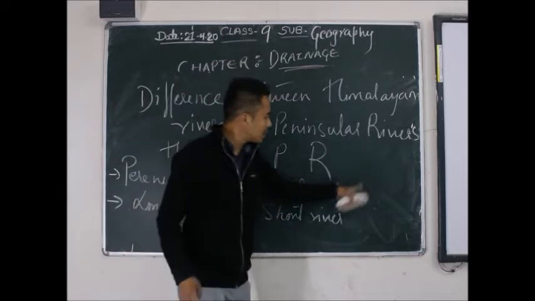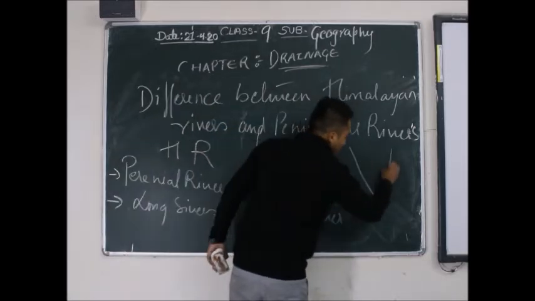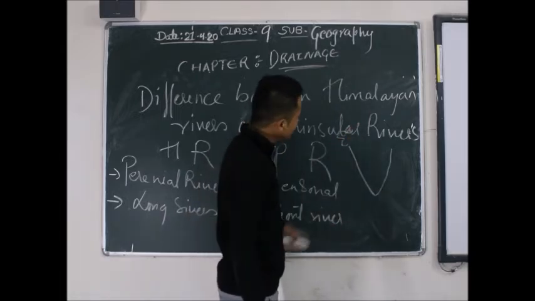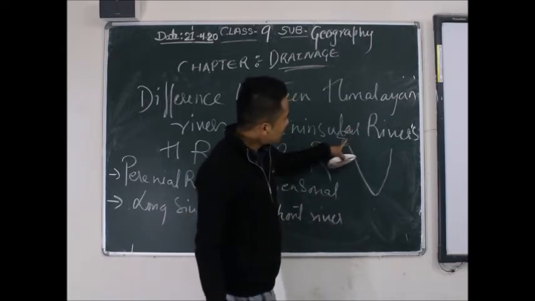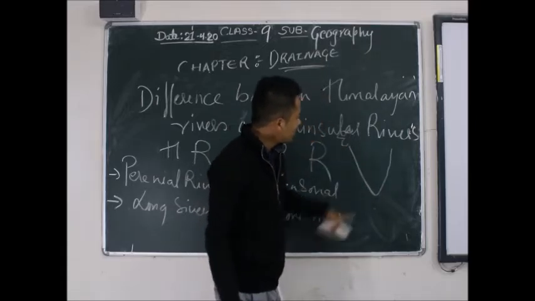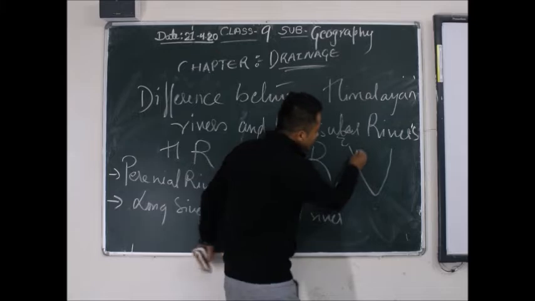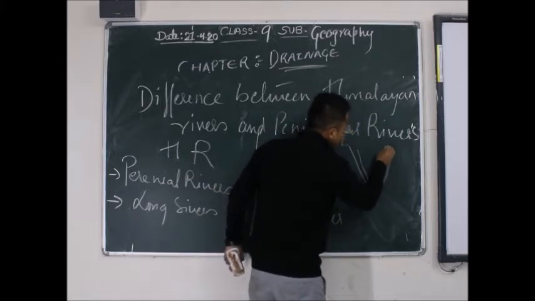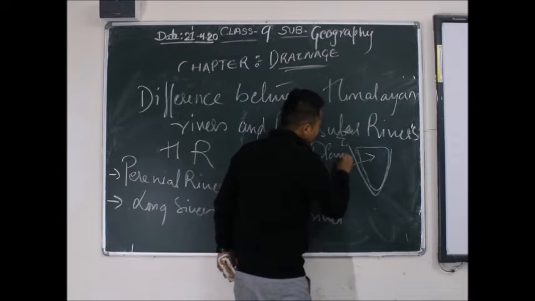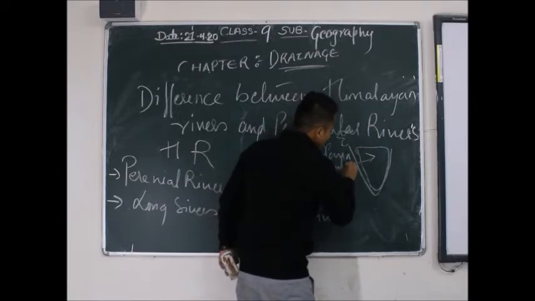Before going further, I will explain what we mean by peninsular. Let's say this is the India map. I am very good at drawing. This is Gujarat. This is the southern part of India. Peninsular usually means this area; the entire area is considered to be the peninsular region.